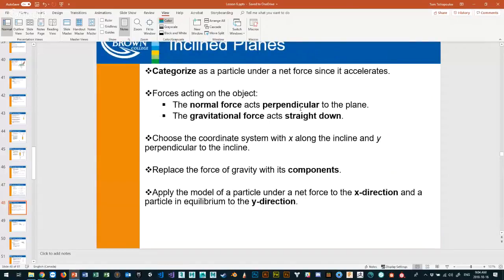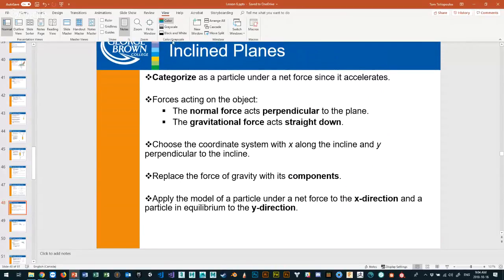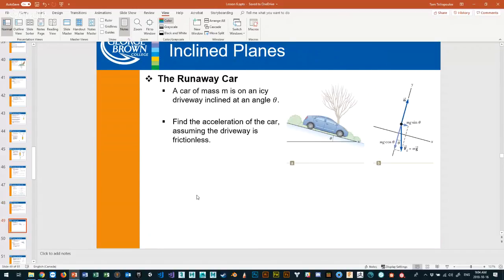All right, so again, normal force acts perpendicular to the plane. Gravitational force acts straight down. And this works for inclined planes. Inclined planes is one of the questions you have on your assignment. You have this loot crate falling down some kind of slope, as an example. And how far does it go?